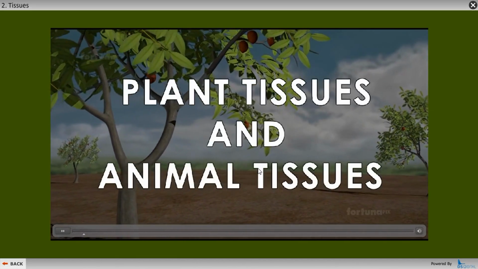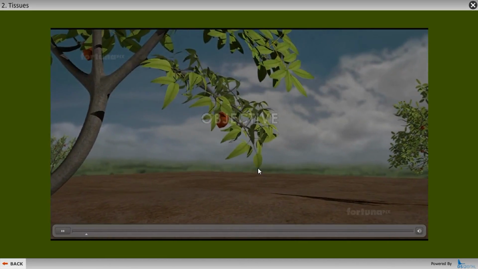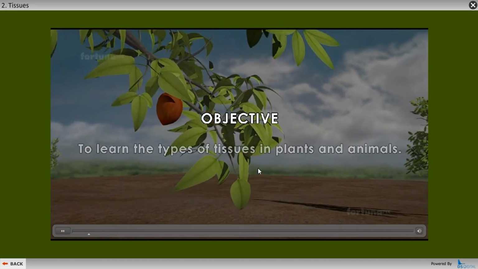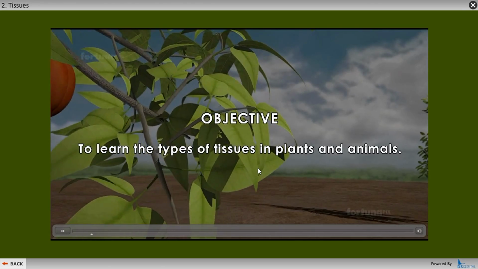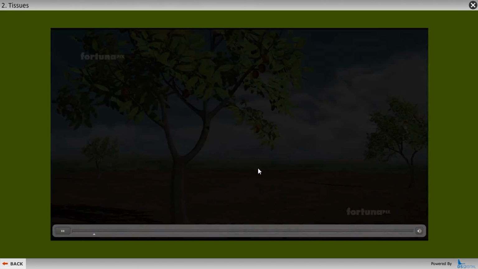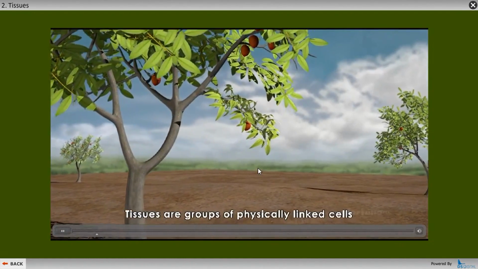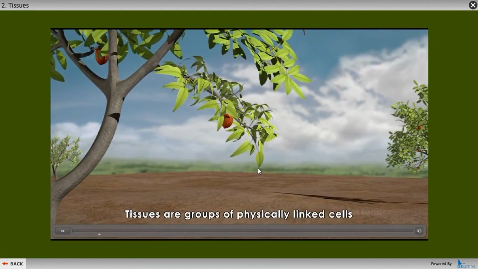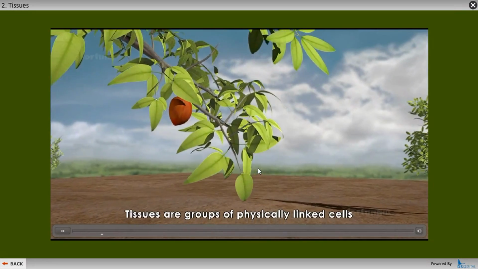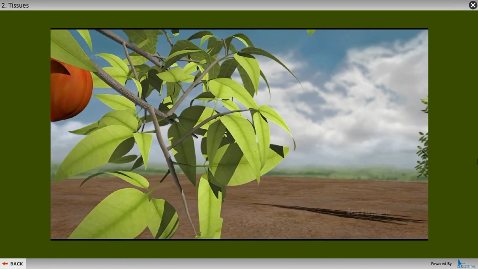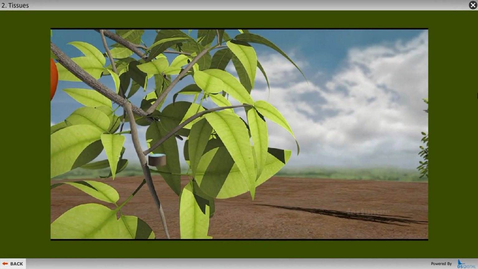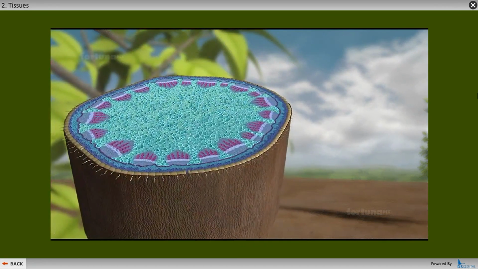Plant tissues and animal tissues. Objective: to learn the types of tissues in plants and animals. Tissues are groups of physically linked cells which together carry out a particular function or functions. Specialized cells are able to divide the labor by grouping as tissues.